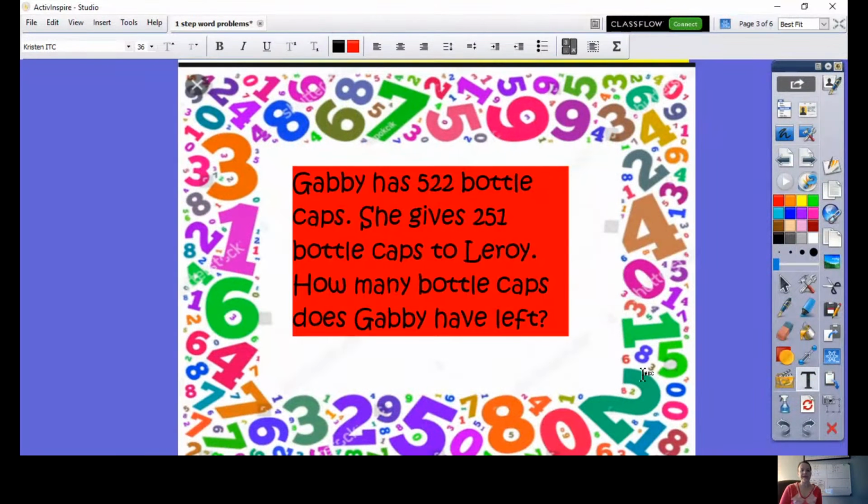Our next problem. Gabby has 522 bottle caps. She gives 251 bottle caps to Leroy. How many bottle caps does Gabby have left? So if she starts out with a number, 522, and she gives some away, that means they're leaving. So we need to subtract. Also, when we see that word have left, that tells us that we're going to have to subtract. So let's do that on my board over here.